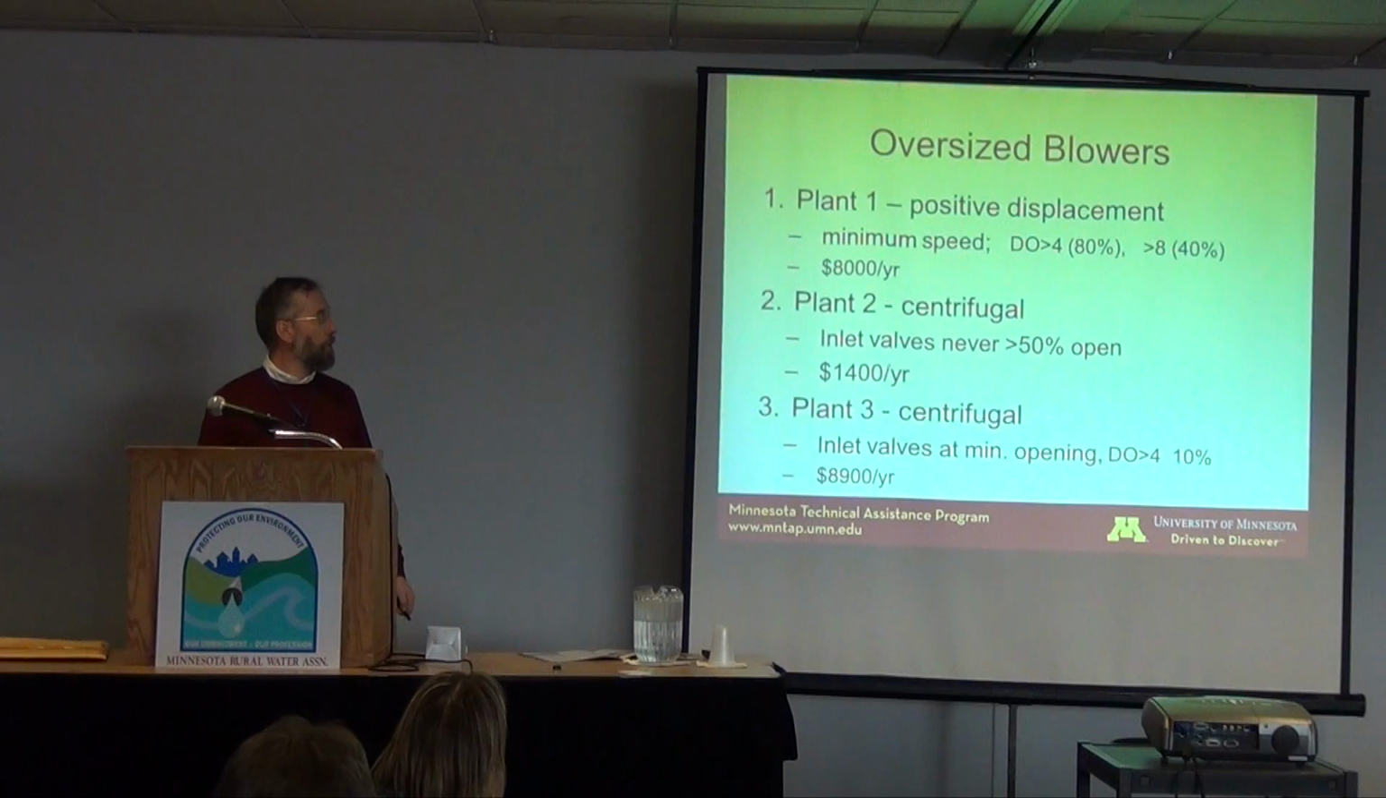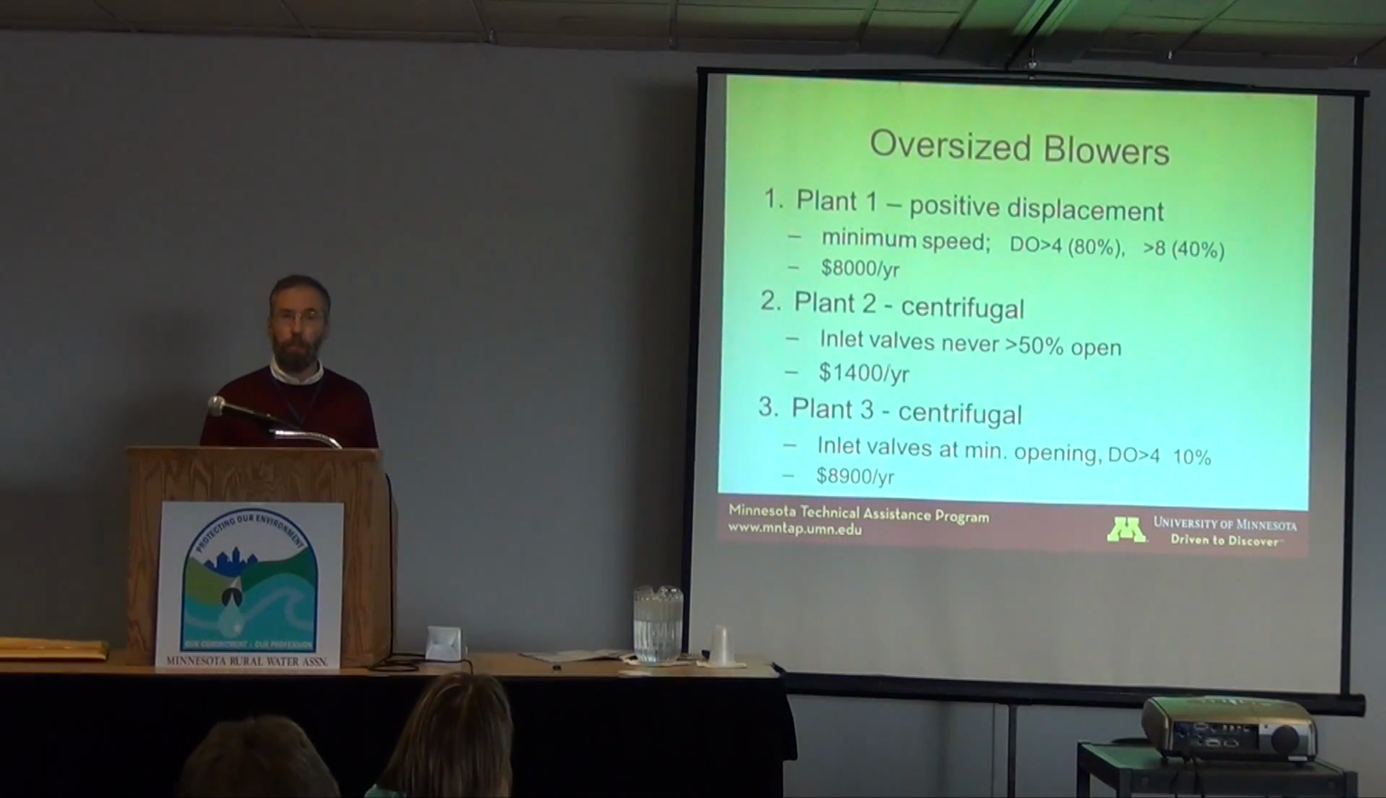Second plant had centrifugal blowers. Inlet valves were always 50% open or less. This one had a smaller estimated savings, around $1,400. The last plant was an SBR plant with centrifugal blowers. Inlet valves were always at minimum, and as the aeration cycle in the SBR went through its cycle, 10% of the time the DO was higher than 4 milligrams per liter. And we estimated the cost of oversizing there was about $8,900 a year. And this is a plant that is in the process of working to correct the oversize or put in a smaller blower. Next.